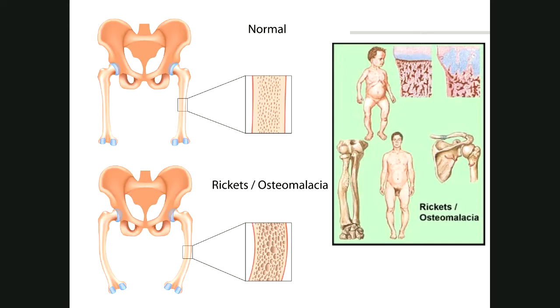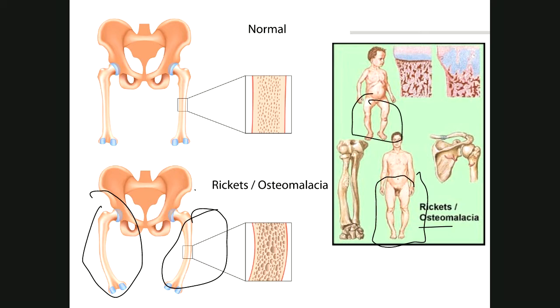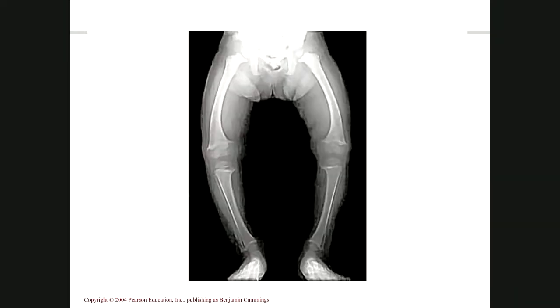If you look at rickets, this is what rickets looks like. You get bowed legs, malformed bones. But with osteomalacia, you don't get that because the bones have already been built. You don't wind up with bowed legs. So if you look at an x-ray of rickets, it looks like this. Look at these bones. You can see just how misshapen the bones are.